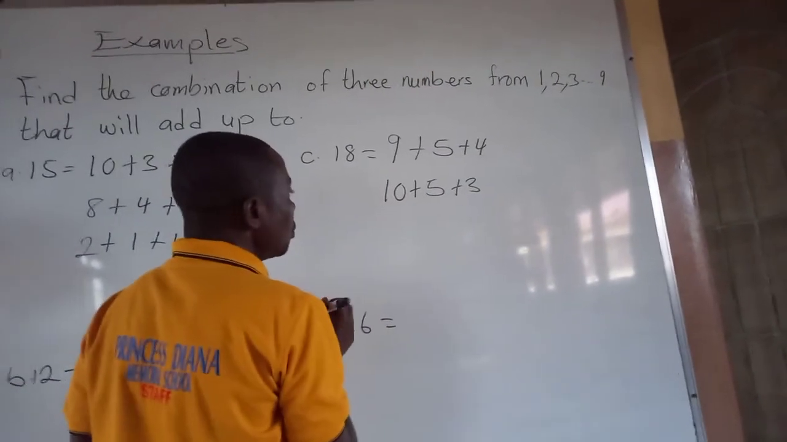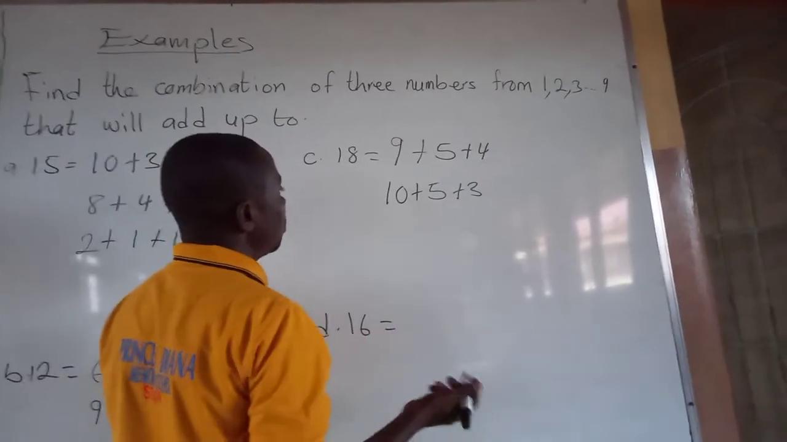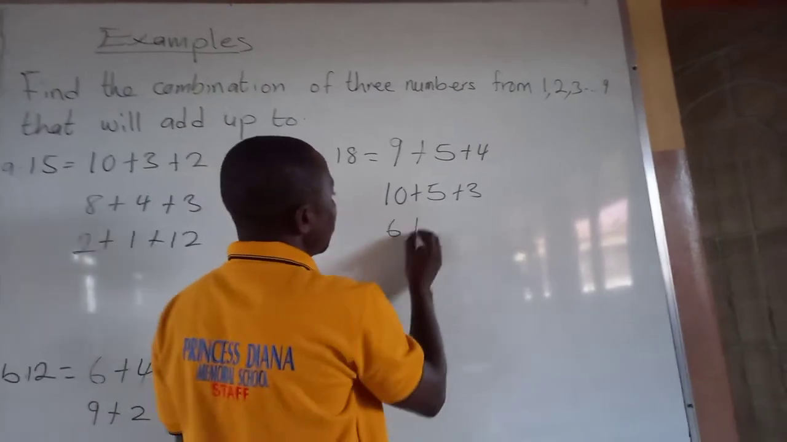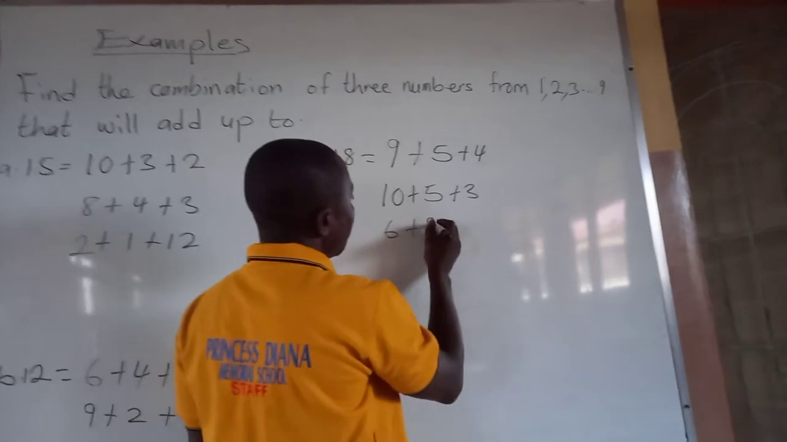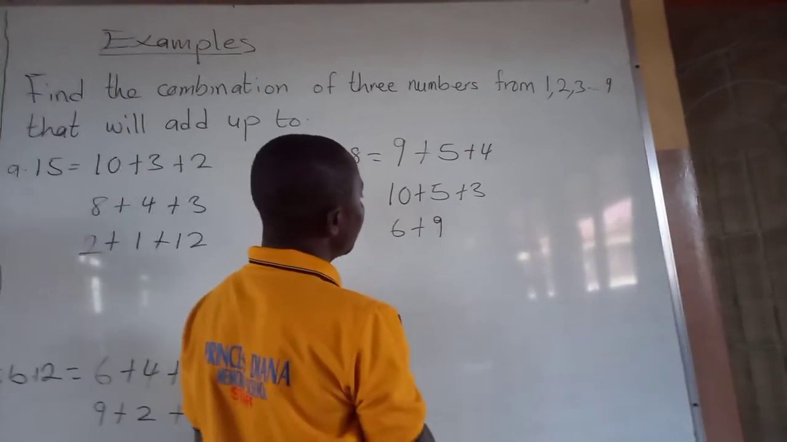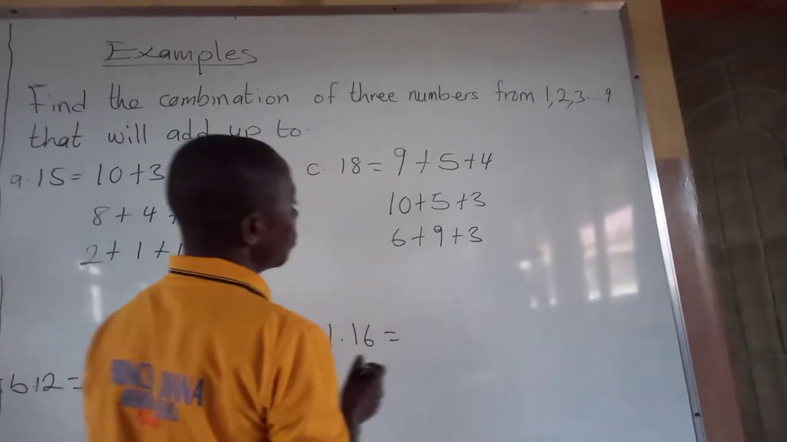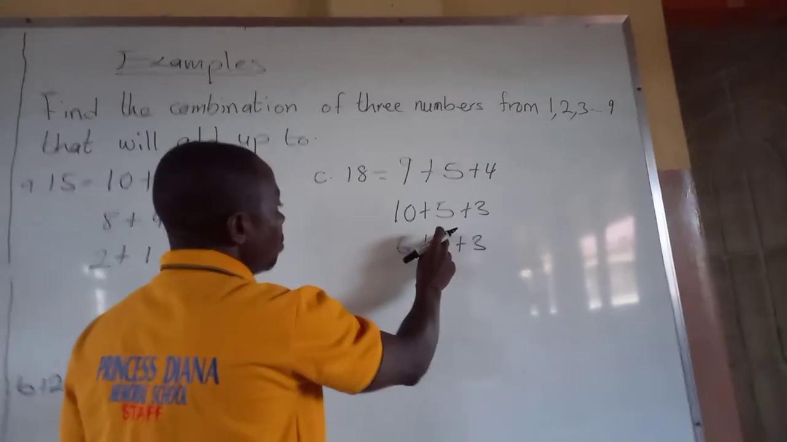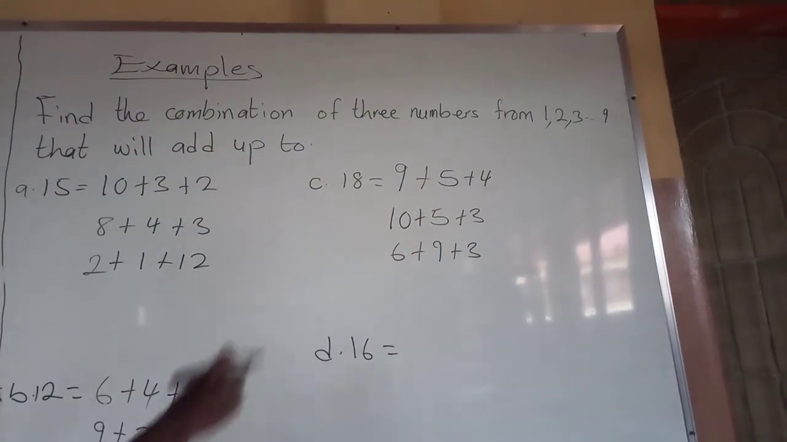Now, okay, the next person says, I can use 6. I'm using 6 plus 6 plus 9, then plus 3. When we add all, this part will give us 15, 15 plus 3 is 18. You see, we are getting the same one, 18.